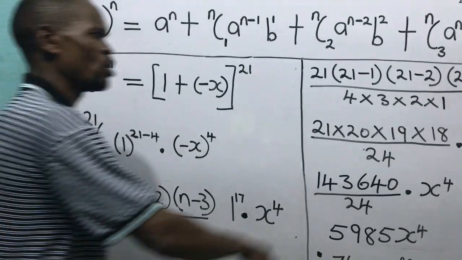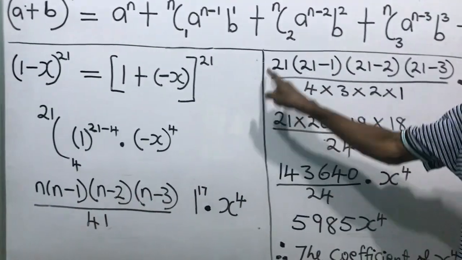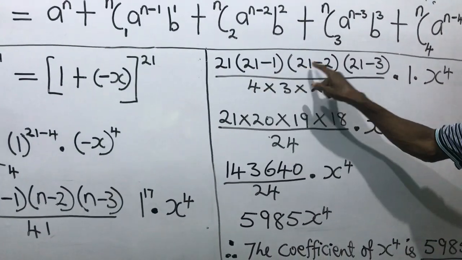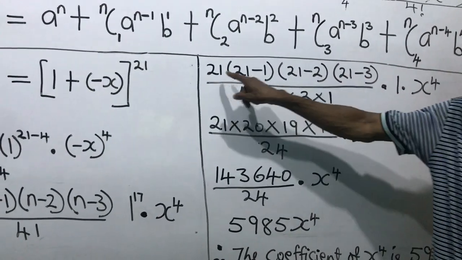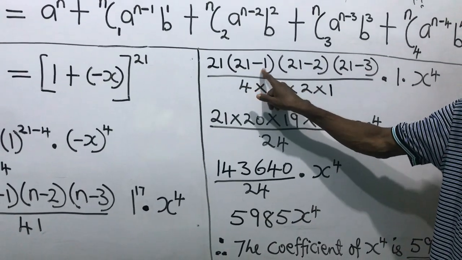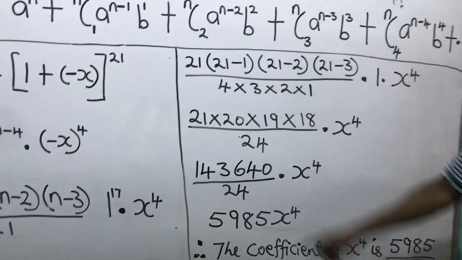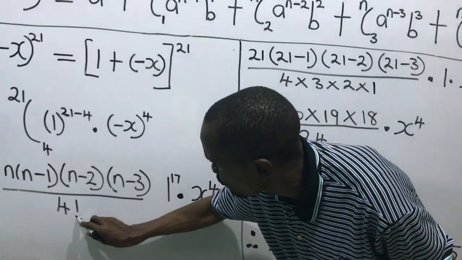Then what is n? n is 21. We look at that n here, 21. I have 21 into 21 minus 1, then 21 minus 2 into 21 minus 3. I said 21 into 21 minus 1 into 21 minus 2 into 21 minus 3, and over 4 factorial.